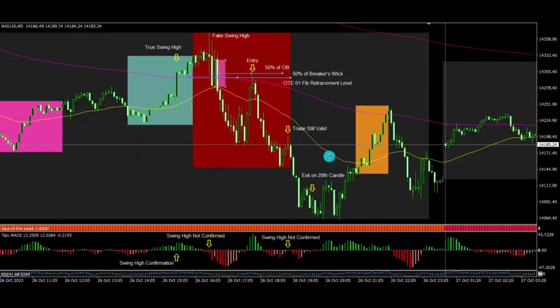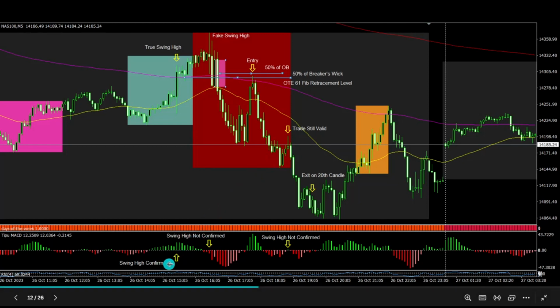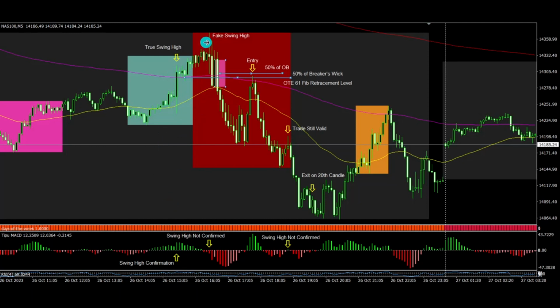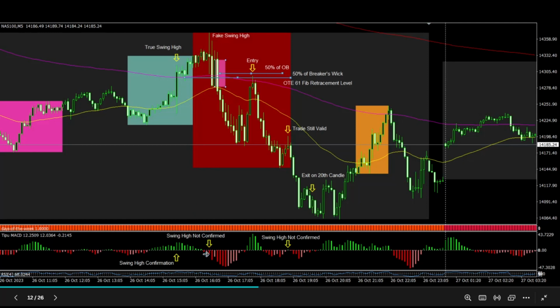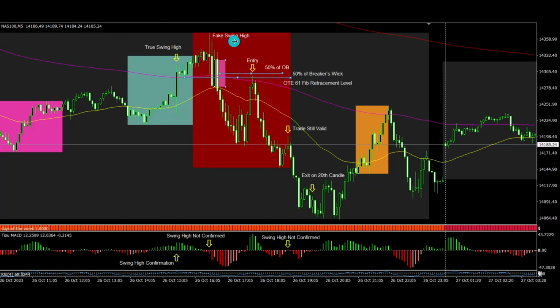This next example shows the same idea of a swing high that is confirmed here. Then you see another swing high according to ICT concepts. It has a candle to the left and the right that is lower. But if we look at the MACD histogram, the bars are red. So this is a fake swing high. And we can see what happened right after this. Price took off to the downside.